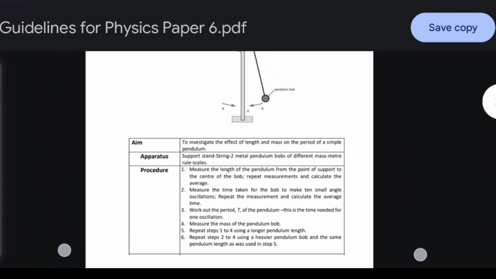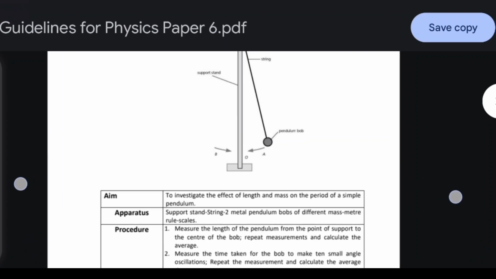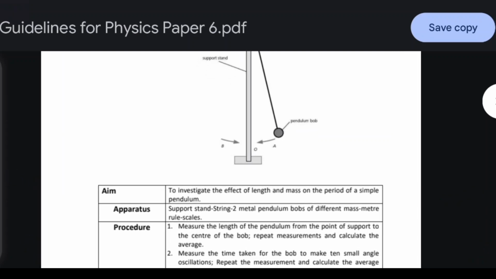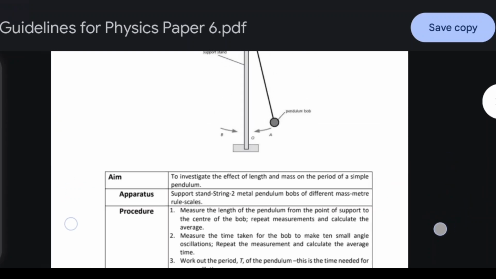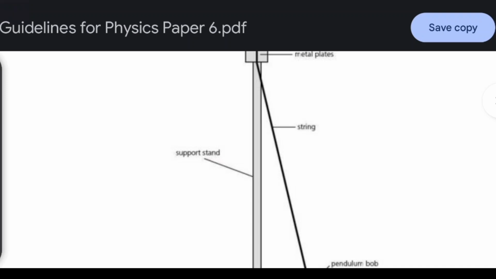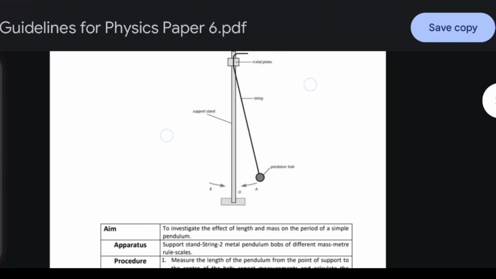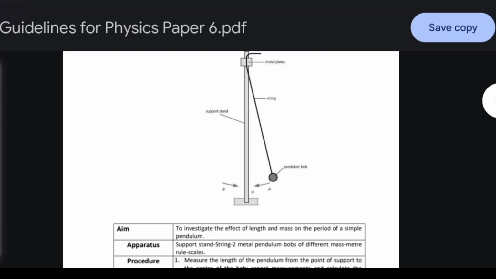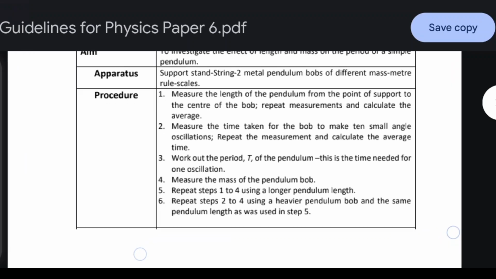Support stand, string, metal bobs of different mass, meter rule, scales. These are the apparatus which we are using. This is the support stand which we are using. Then what else? We're using a string, a metal bob, a pendulum bob, and a metal plate, and of course different mass, meter rule, scales. Now next, what is the procedure?